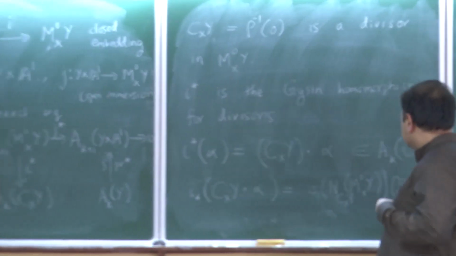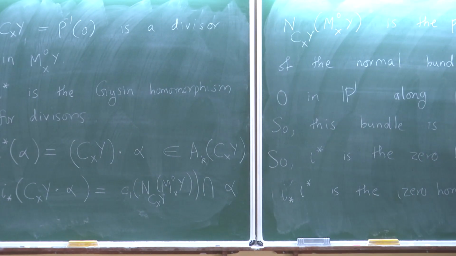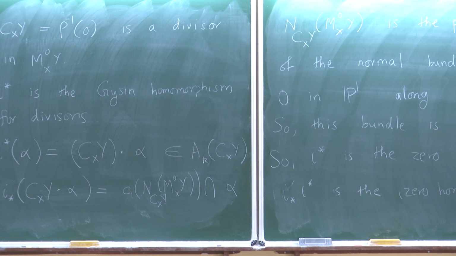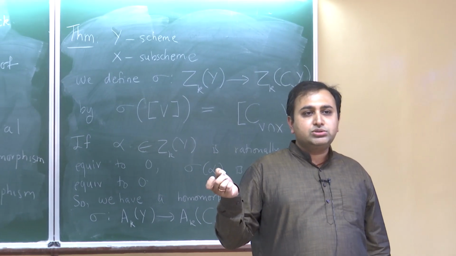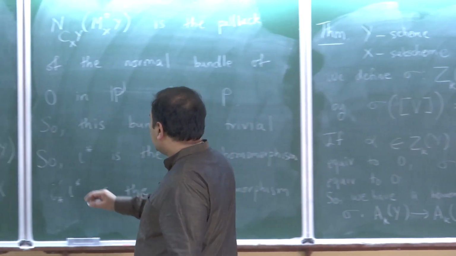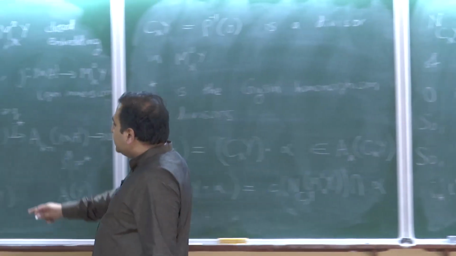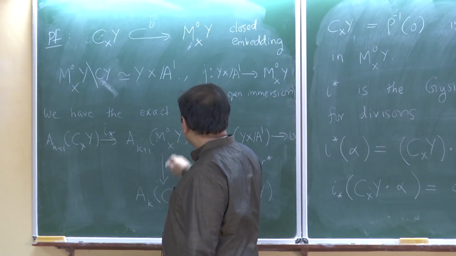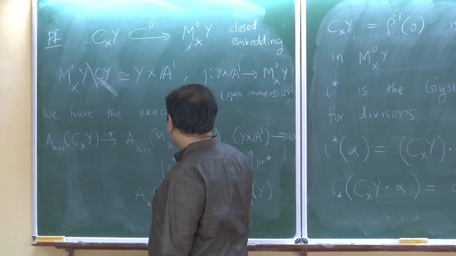Yeah, there's nothing wrong with this, right? I mean, if I take the intersection with a divisor with a trivial normal bundle, I should get the 0 homomorphism. Okay. But what I really need is that this composition is the 0 homomorphism. So if this is the 0 homomorphism, then this map, okay, again there's something off about this.